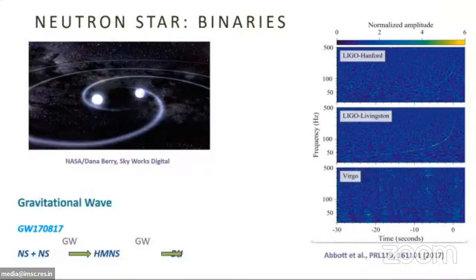What are the binaries? You already know this curve is the gravitational wave from GW170817, where two neutron stars merged to give off gravitational waves, which were recorded in LIGO, Hanford and Livingston. Virgo was beyond the horizon, so it didn't recognize it. What happens in this binary merger is that two neutron stars merge to form a hypermassive neutron star, and I will tell what a hypermassive neutron star is, which gives off gravitational waves, and ultimately it rings down to form a black hole.